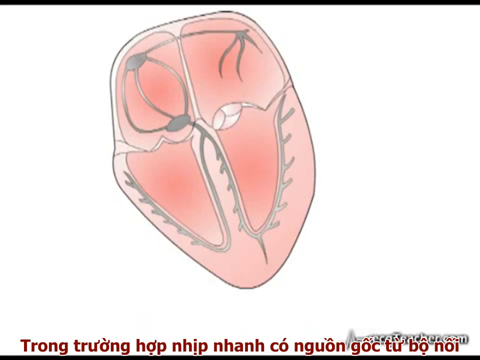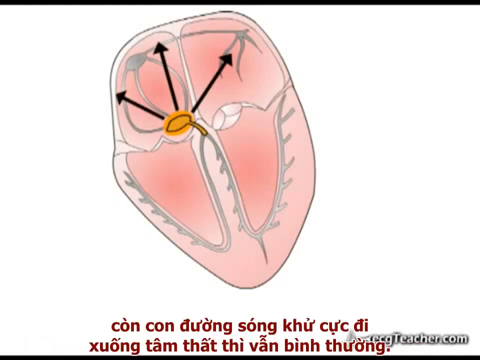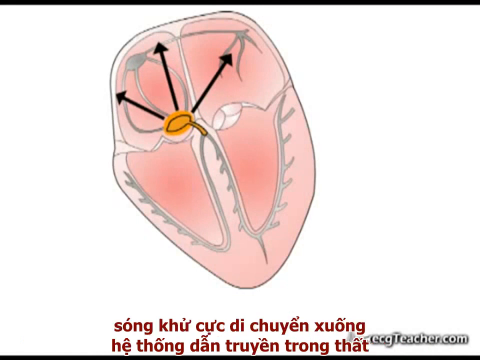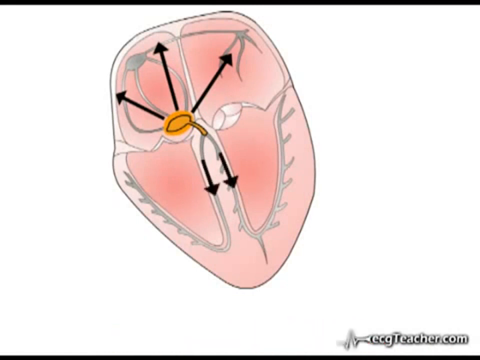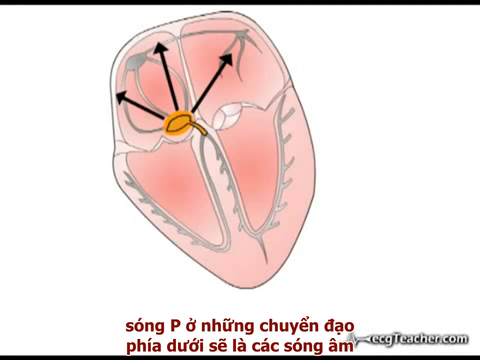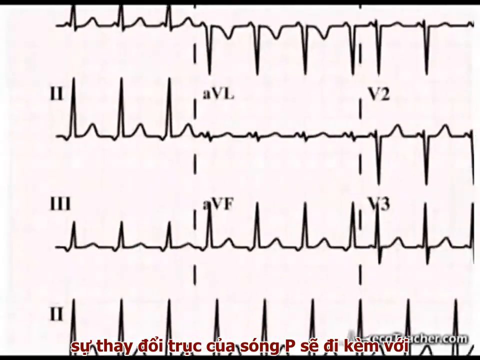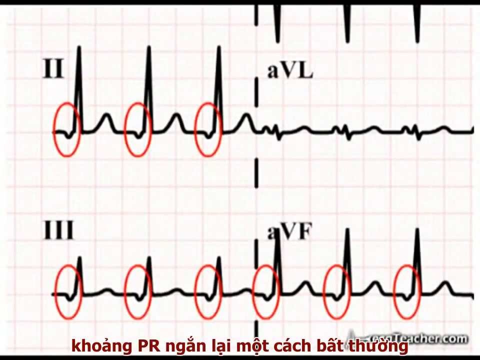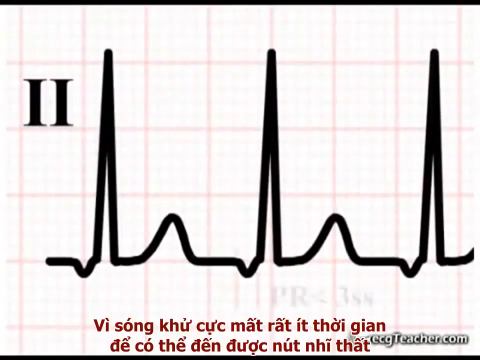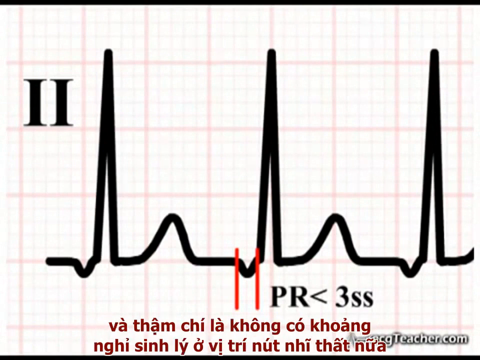When a supraventricular tachycardia arises from a focus within the junctional region, depolarization will proceed upwards into the atria, and ventricular activation will travel as normal downwards into the conducting system. As atrial depolarization spreads superiorly, the P waves in the inferior leads are negative. In addition, this altered P wave axis is accompanied by an abnormally short PR interval, as the discharge has little, if any, distance to traverse before reaching the AV node, and may actually bypass the normal physiological delay within the node.